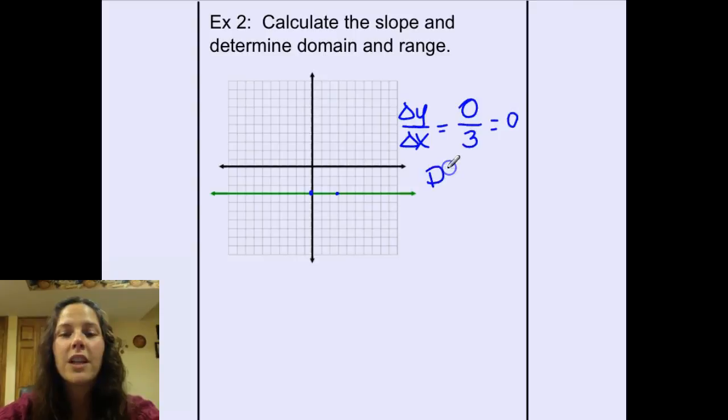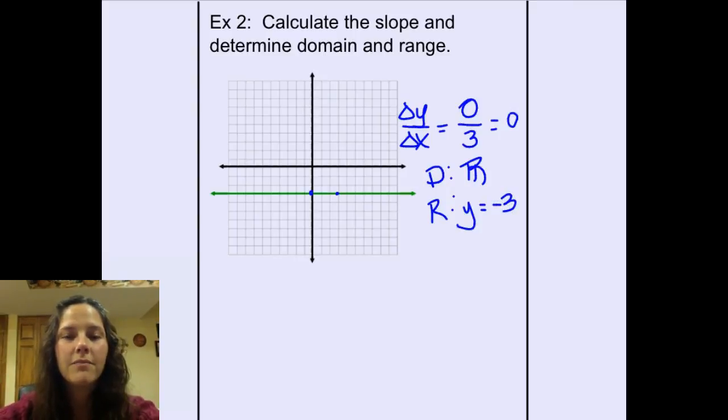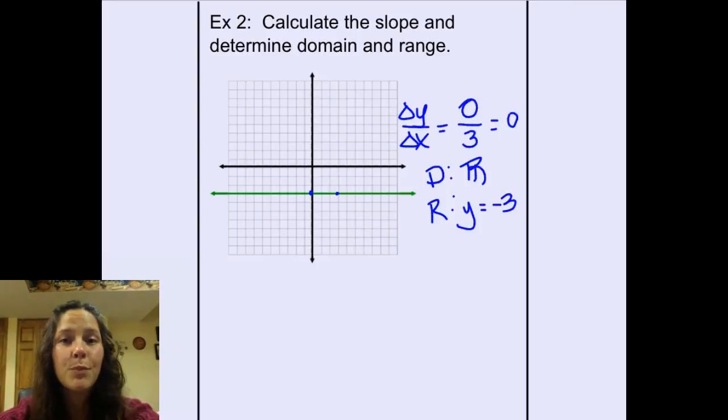Looking at the domain of our line, tracing it from left to right, there are no starts and stops or jumps, so we have a domain of all real numbers. The range, however, if we trace it from bottom to top, it doesn't have any y outputs other than -3. So the range is y equals -3. What that means is, no matter what input is put into the function, the only output we get is -3.